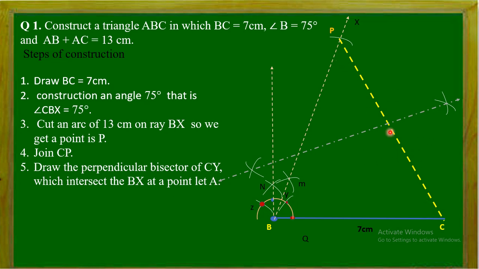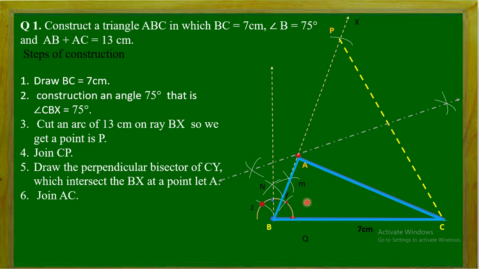So now this perpendicular line of the line segment PC intersects this ray BX at a point, as we observe here. This is the intersection point of the perpendicular bisector and ray BX. Let us give it a name, and this is the third vertex of the triangle ABC. It is vertex A. Now join A, C. So here the portion ABC forms a triangle. So this is the required triangle.